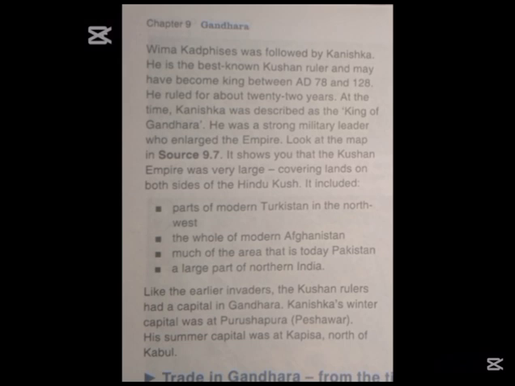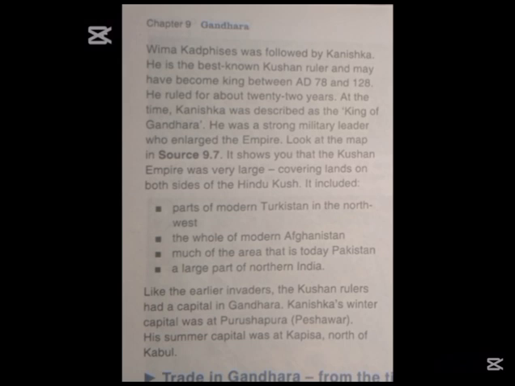He was a strong military leader who enlarged the empire. Look at the map in source 9.7. Students, I will explain the map to you later in the next slide. It shows that the Kushan empire was very large, covering lands on both sides of the Hindu Kush. It included parts of modern Turkestan in the northwest, the whole of modern Afghanistan, much of the area that is today Pakistan, and a large part of northern India. So these were the areas ruled by Kanishka.